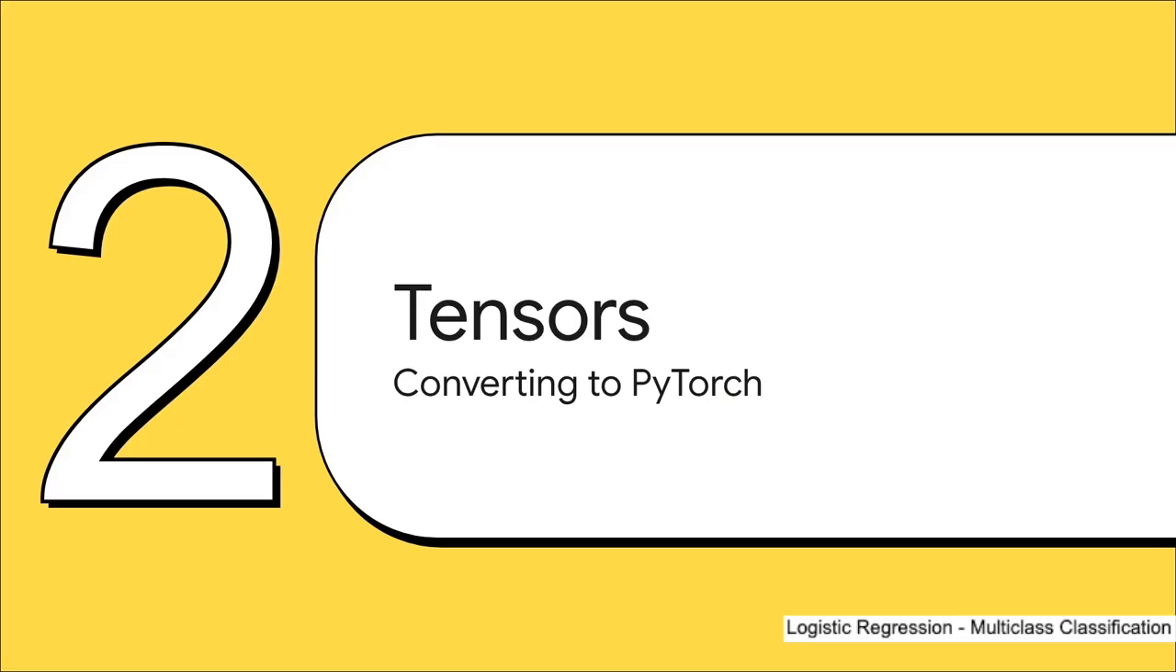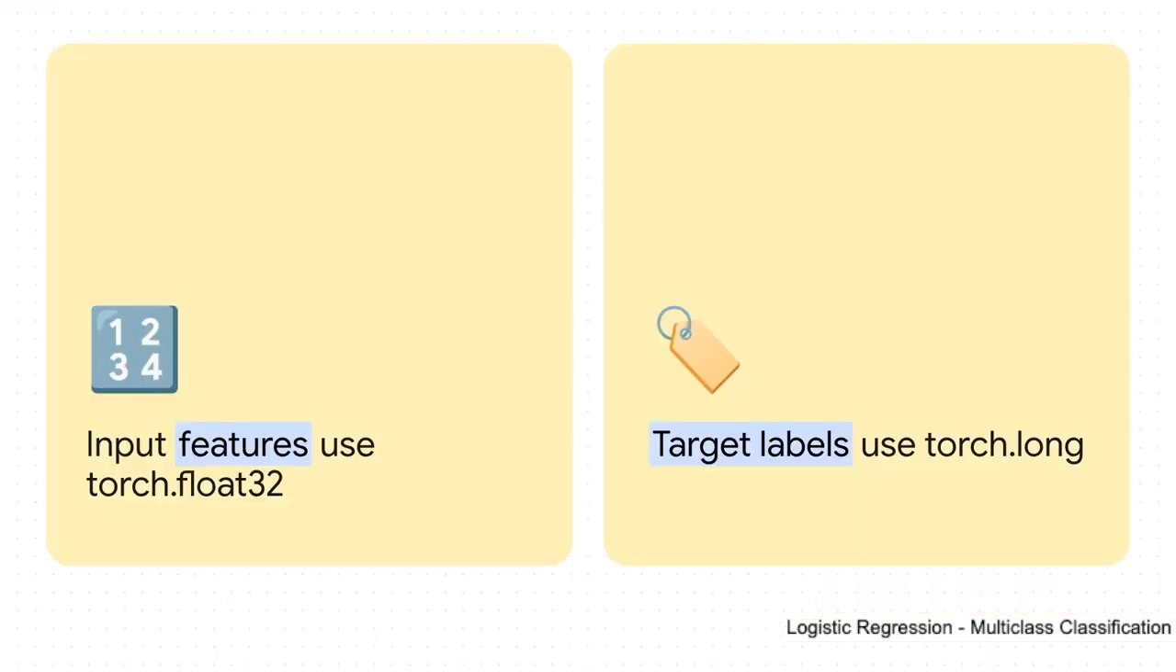Moving on to Section 2, converting data to tensors. Now, there is a really critical contrast you need to watch out for when converting your pandas data frames to tensors in your code. Your input features, those petal and sepal measurements, require the standard torch.float32 data type. But your multi-class target labels? They specifically require the torch.long data type.